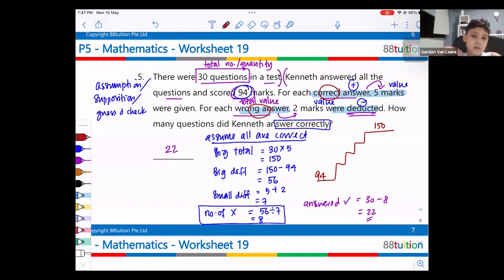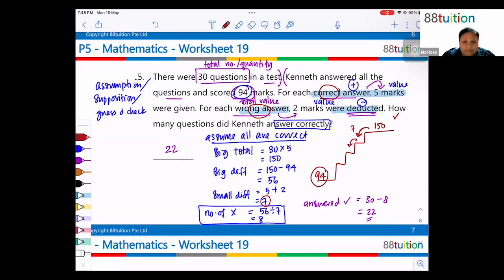Correct? So every time I need to reach my 94 marks, I have to get a wrong answer, right? Because down here everything is correct. So to get a wrong answer, I have to go down how many steps? In this case, I have to go down 7 steps. Every time I go down 7 steps, I will eventually get my target.